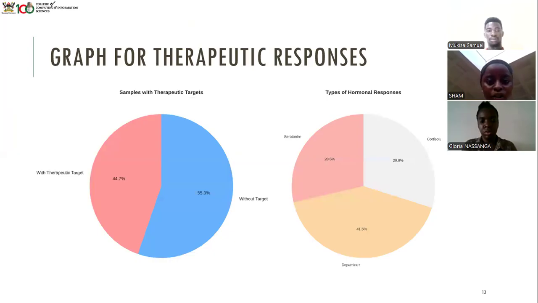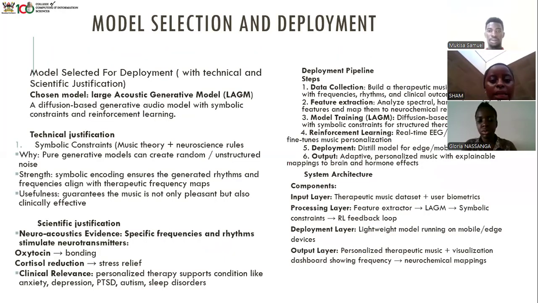And then this last graph shows the therapeutic responses. The first graph shows the sample with therapeutic targets. So if the system is using the therapeutic targets, it works at 45%. Then without the target, it uses 55.3. Then the other one shows the different types of hormonal responses. Yeah, that is where I stop.